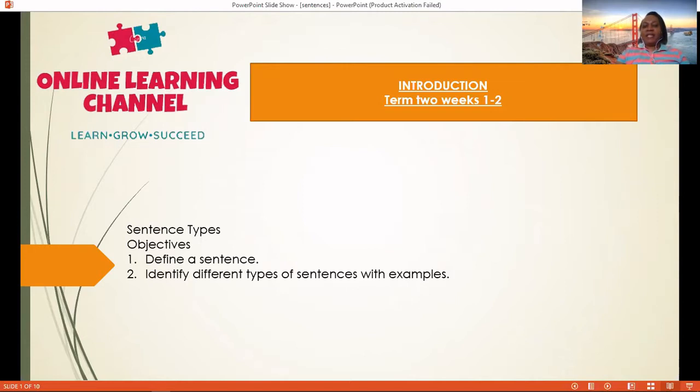Introducing our lesson on sentence types. Grade 9, Term 2, work on weeks 1 to 2. At the end of our lesson, we must be able to define what a sentence is and identify different types of sentences with examples. Those are our objectives for this lesson.